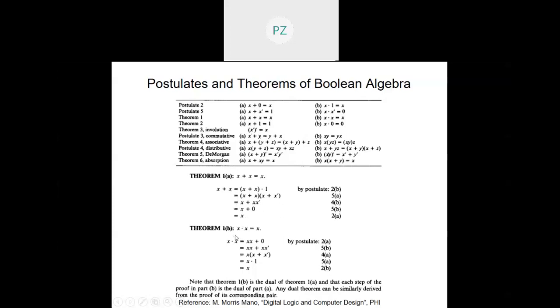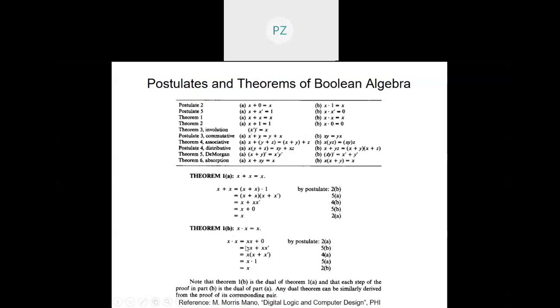Now, since we have just started proving theorems, let us prove theorem 1b. Otherwise we would have simply got away by saying that since 1a is proved and its dual is this, the dual also is proved. We can say that. But let us see, in order to practice, x dot x is equal to x. It will be similar lines, and you can see that all the arguments will also be the dual postulates: 2b replaced by 2a, 5a replaced by 5b, 4b replaced by 4a, 5b replaced by 5a, and 2a replaced by 2b. Since we are proving the dual, the argument postulates are also the dual.